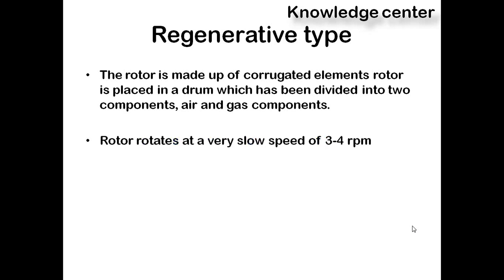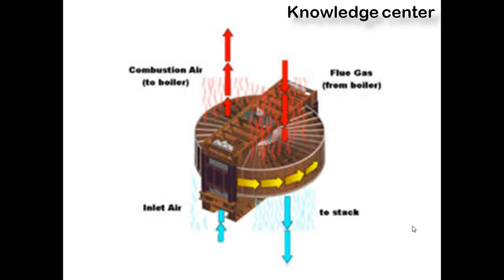So the rotor will also rotate at very low speed, that is 3 to 4 rpm. Okay, so this is the picture here. You can look at this. This is the drum, and this is the rotor, and this rotor is going to rotate here. It is going to split it into two components. This is the air component, and this is the gas component.